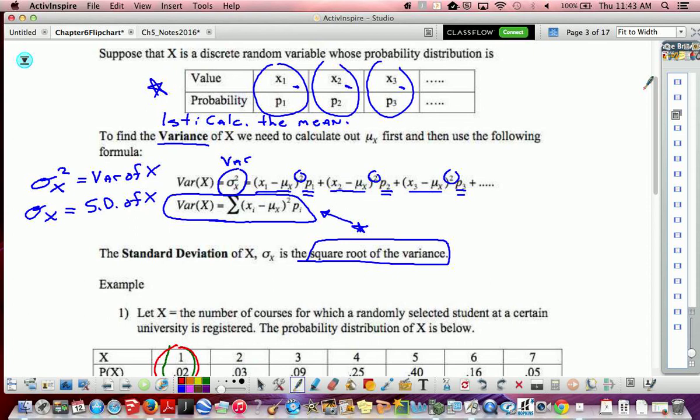Make sure that you know that this symbol with the squared is variance, and this symbol here is for standard deviation. Because later on in our lessons, we'll talk about adding and subtracting random variables. What happens to the variance? What happens if instead of selecting one student, I select two students at random? What happens to the mean and standard deviation?